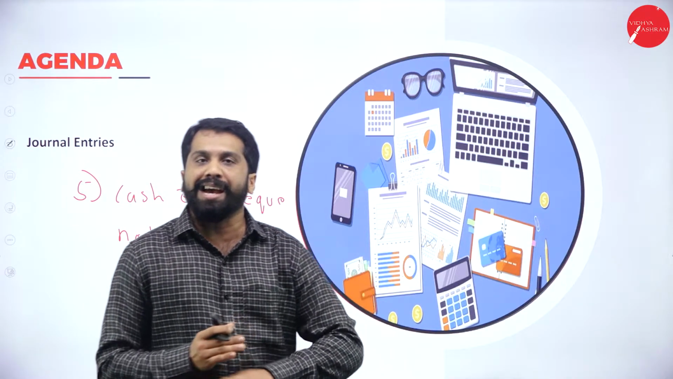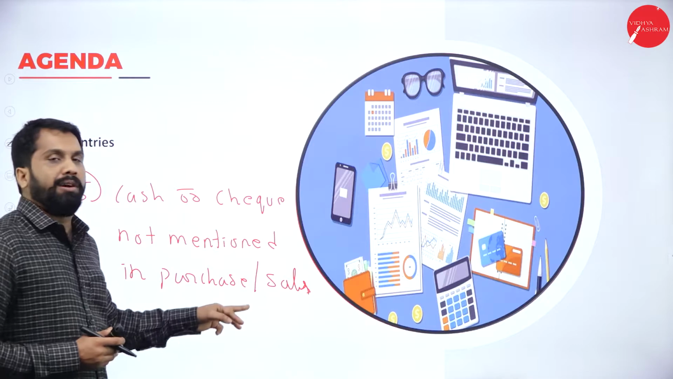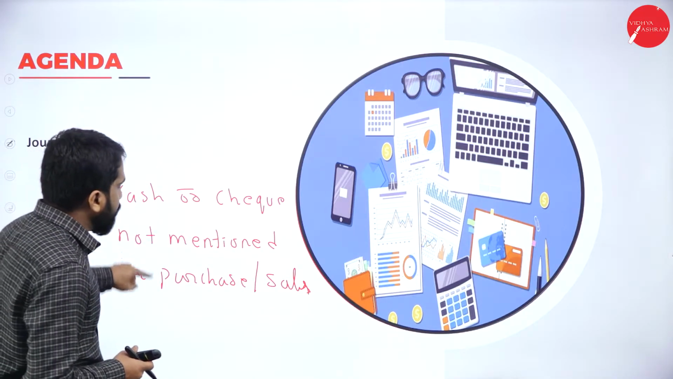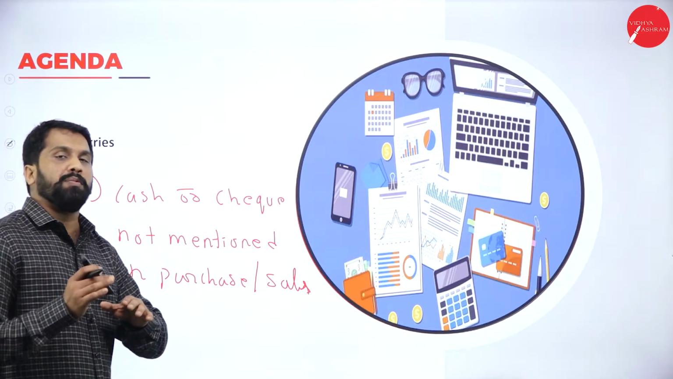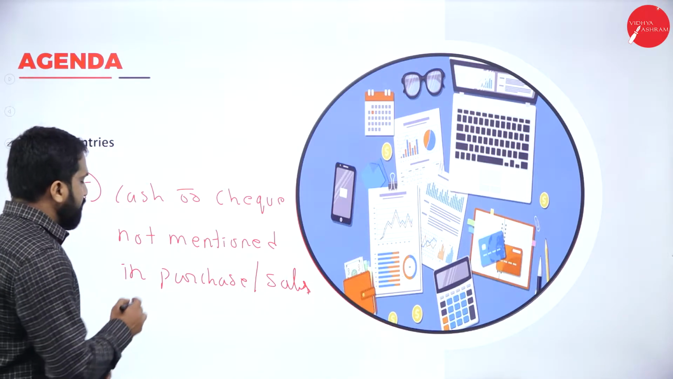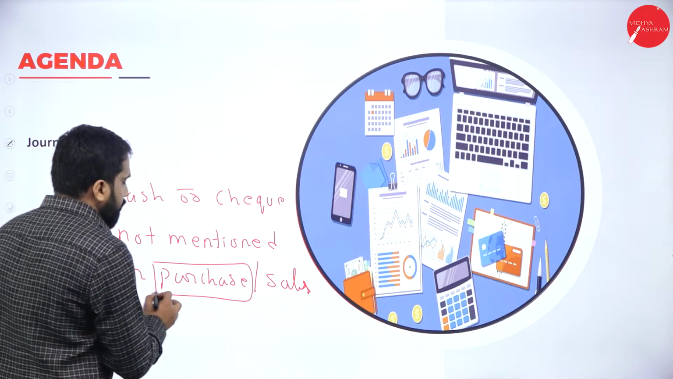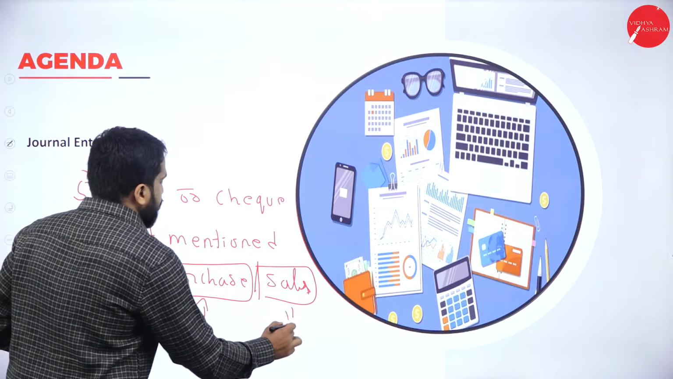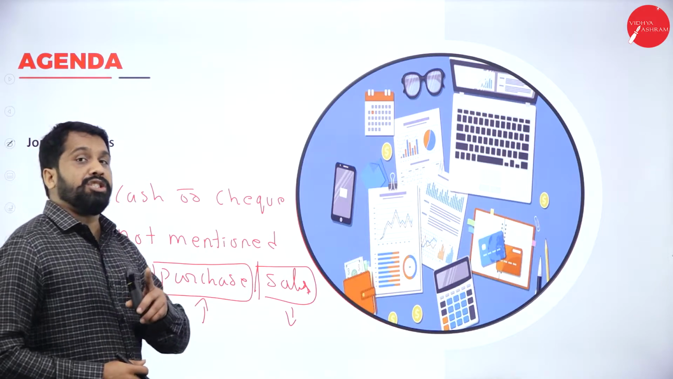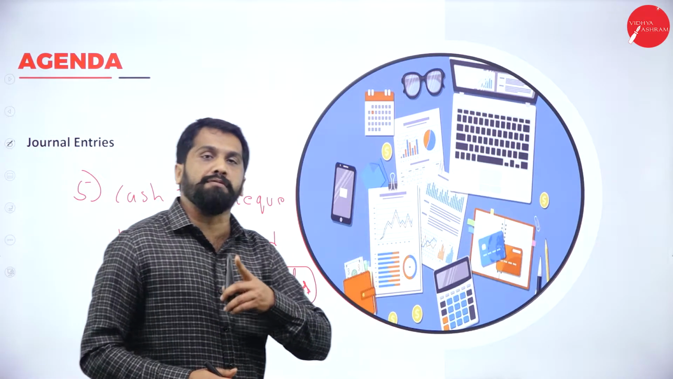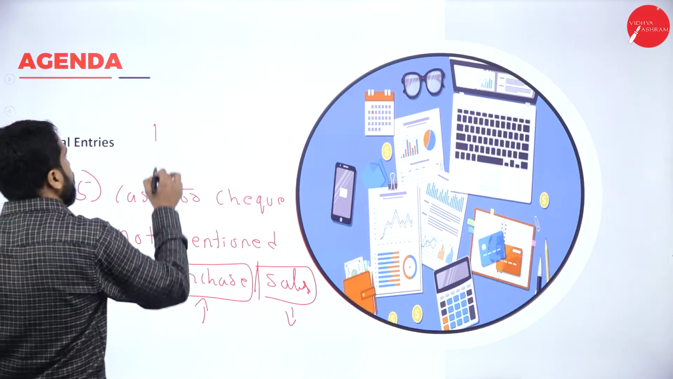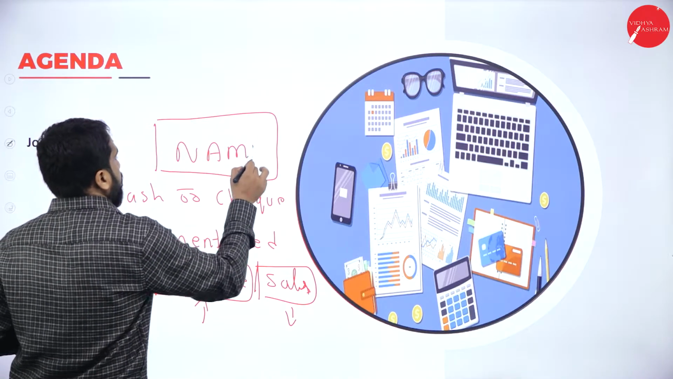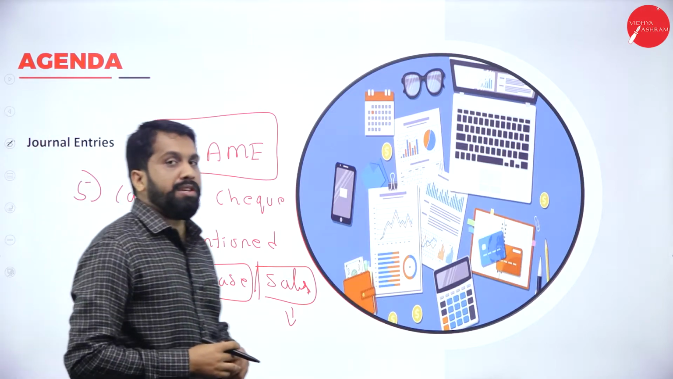If there is no cash only, how do you apply your logic? Receiving cash up, paying cash down. But here there is no cash only. What you will do? Very simple. If it is purchase, it is always up. If it is sales, it is always down. Instead of cash, we use name.